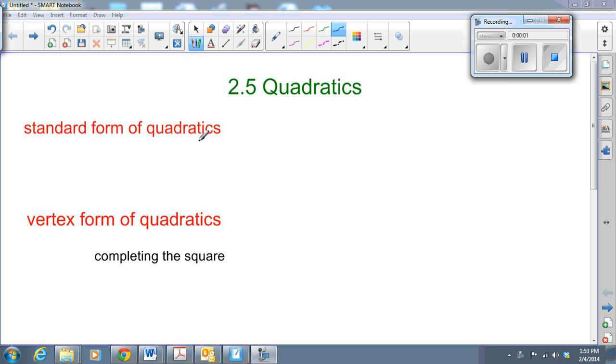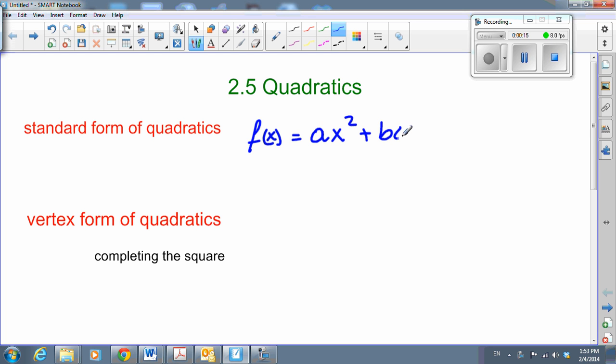Our 2.5 notes is a quick review over a quadratic. The first thing you need to remember is the standard form of a quadratic. Quadratic functions are functions written in the form ax squared plus bx plus c, where a, of course, is the leading coefficient.